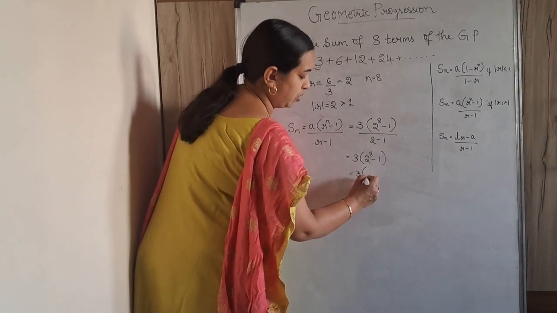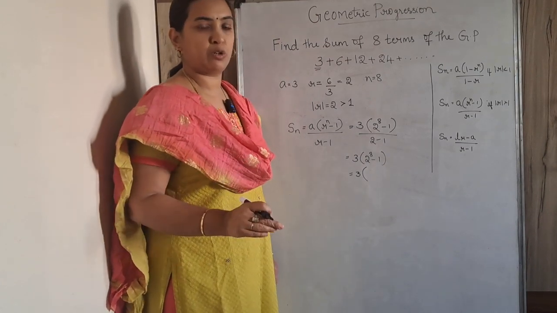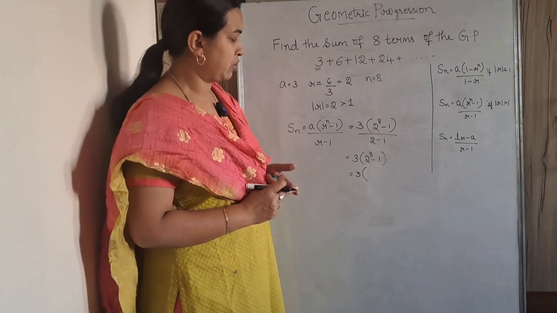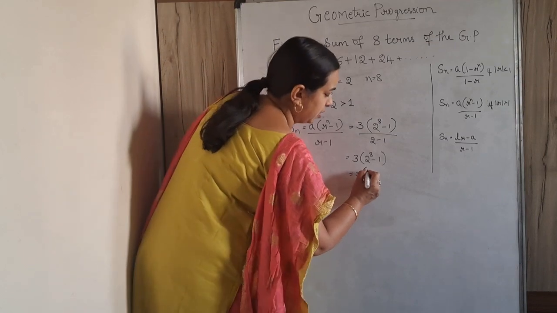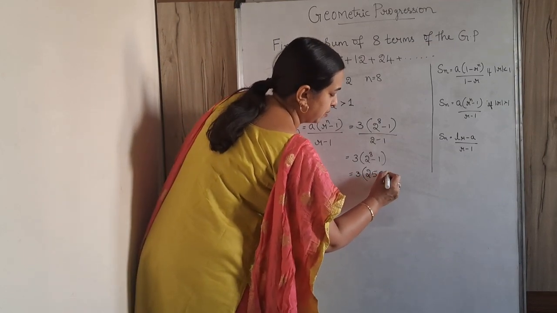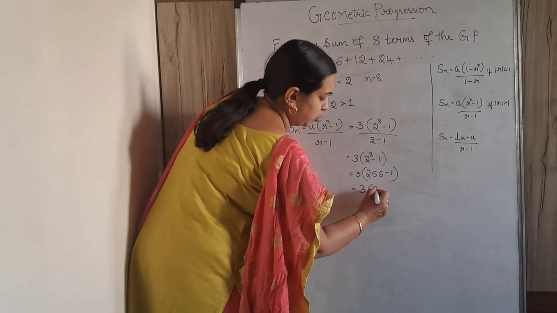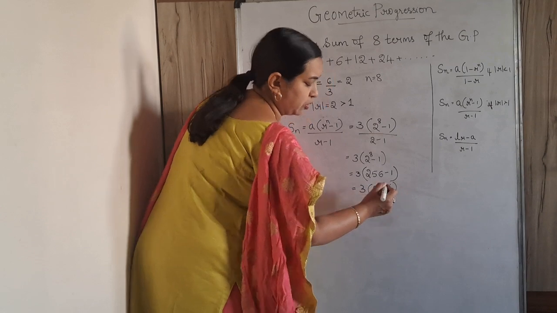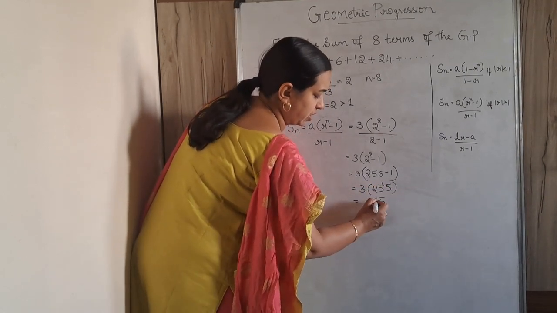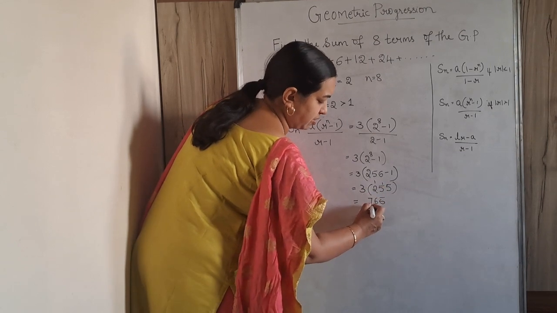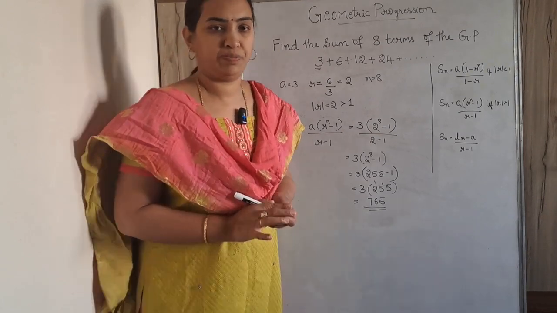So 3 into, how much is 2 power 8? 2 twos are 4, 4 twos are 8, 8 twos are 16, 16 twos are 32, 32 twos are 64, 64 twos are 128, 128 twos are 256. So this will be 256 minus 1, so 3 into 255. Multiply this. 3 fives are 15, 3 fives are 15, 16, 3 sixes are 18 plus 1, 19... so the answer is 765.